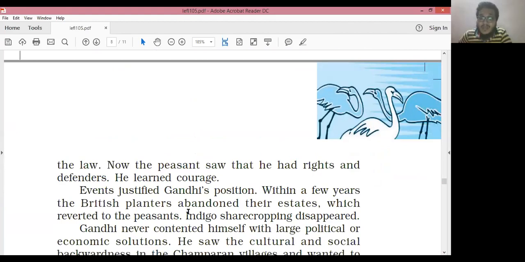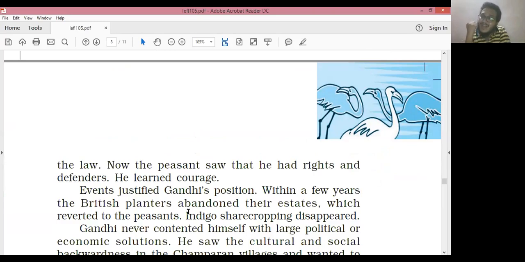Now the peasants saw that they had rights and defenders, and they could stand. He learned courage and he made them learn courage. So now these people started to stand against the Britishers.